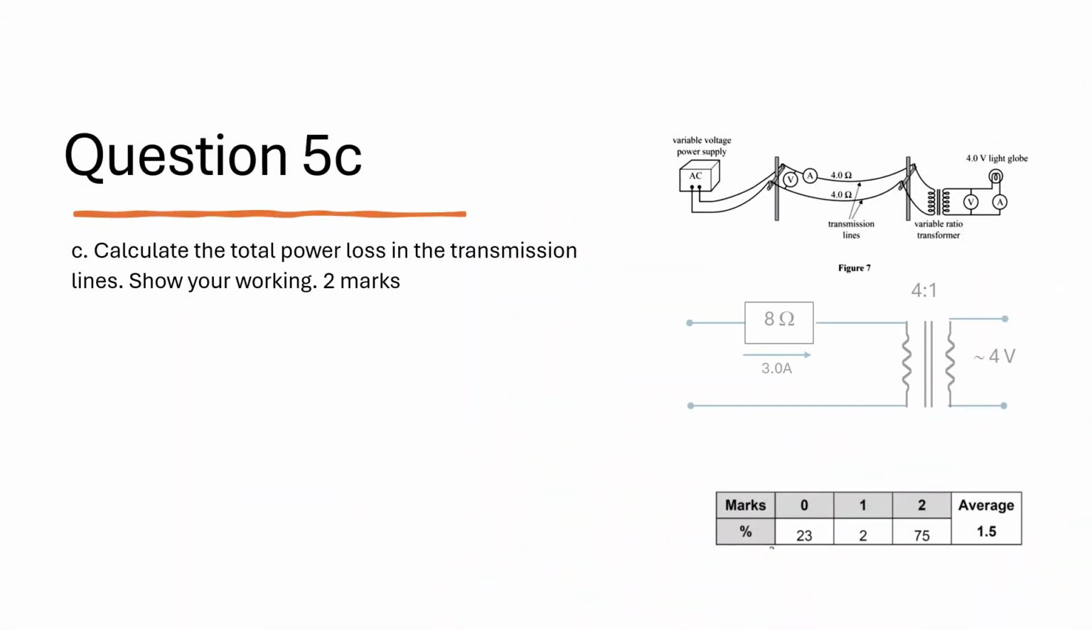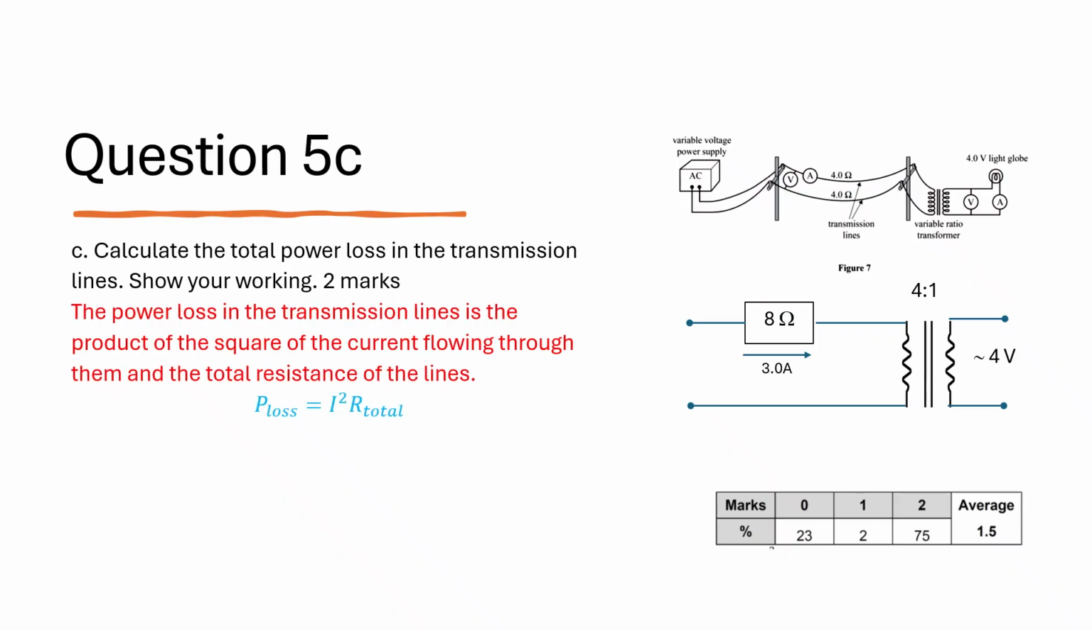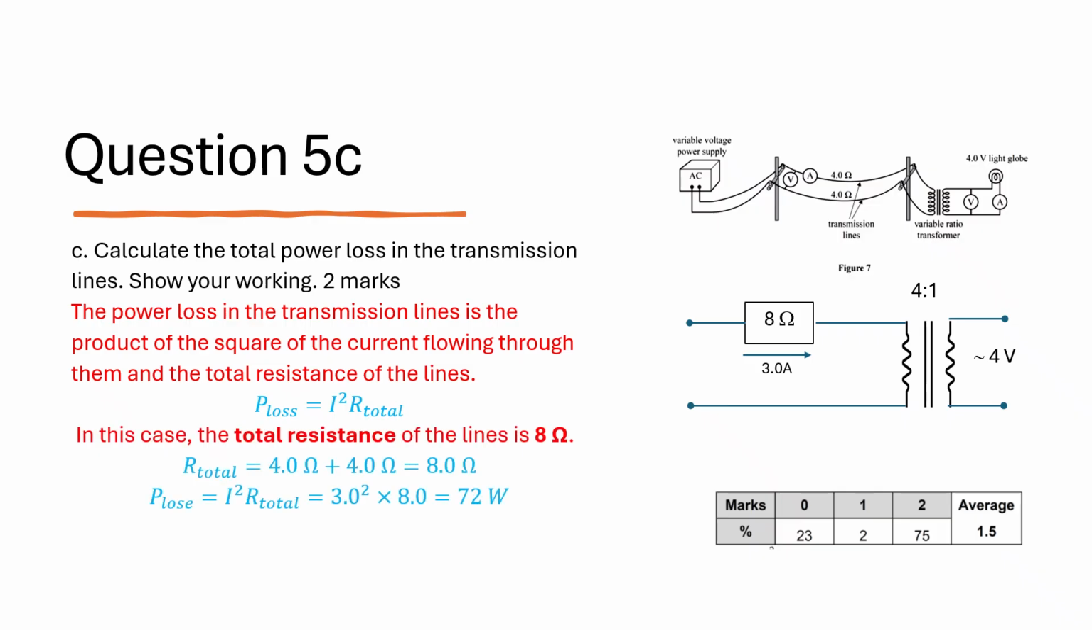The power loss in the transmission lines is the product of the square of the current flowing through them and the total resistance of the lines. In this case, the total resistance of the lines is 8 ohms.